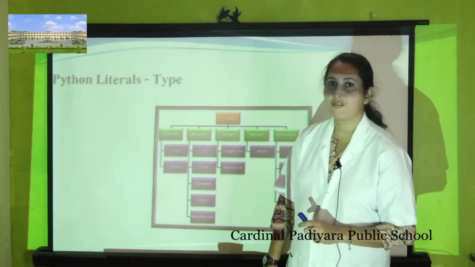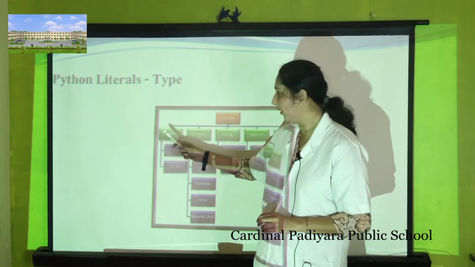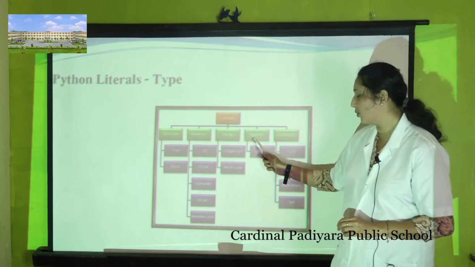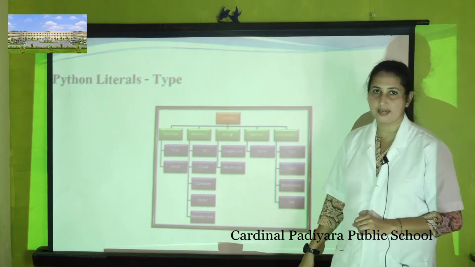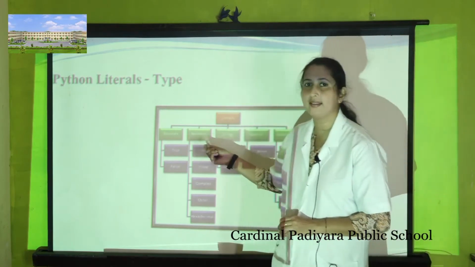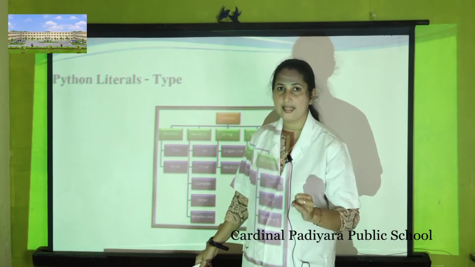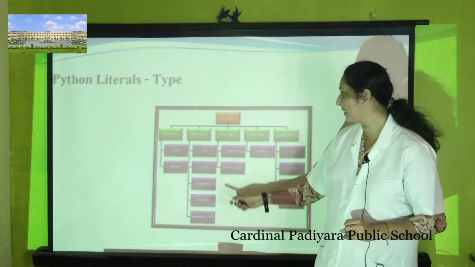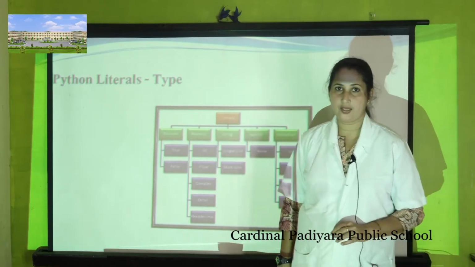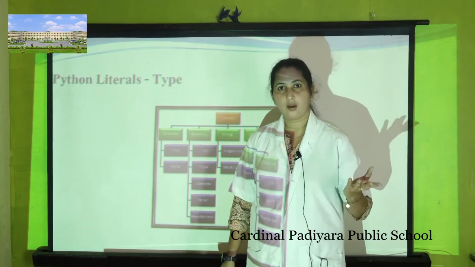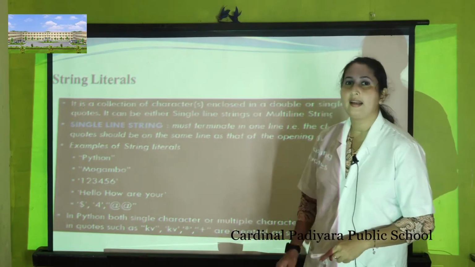There are different types of literals we can see. The main types of literals that we can study in our Python program are Boolean, numeric, string, and special characters. Literals come in different types: string literals, Boolean literals, numeric literals, special literals, and punctuators. You have to see everything. First one is string literals.